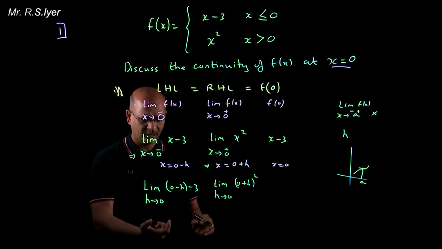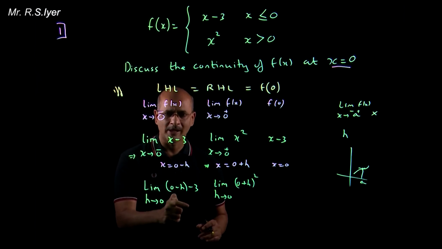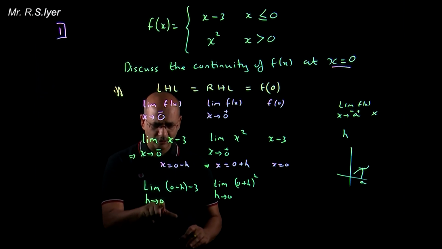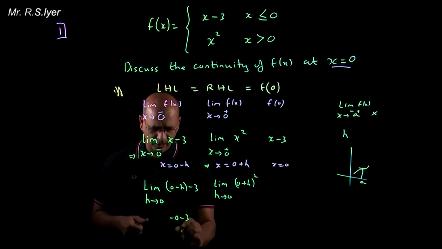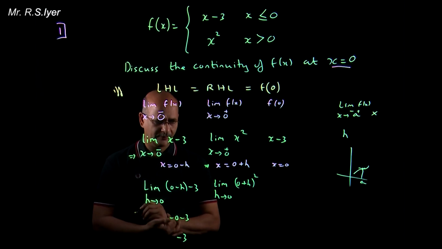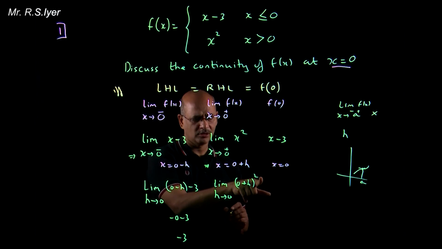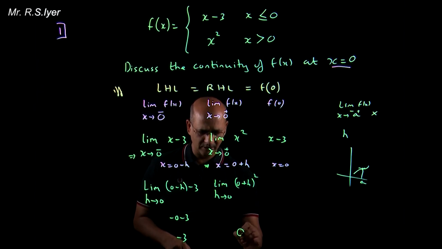So once you get this, I think the denominator is nothing but 1. I can take the limit directly. So in this case, what is the value? I will tell you. h is 0. So minus 0 minus 3. Answer is minus 3. Similarly here, if you see 0 plus h whole square, h is 0. So what is the value here? Directly you can take the limit, it is 0.